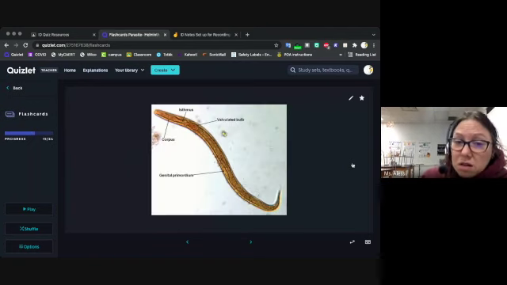And your adult here has a pretty wide buccal opening, and then it tapers off. These can be about the size of a matchstick.